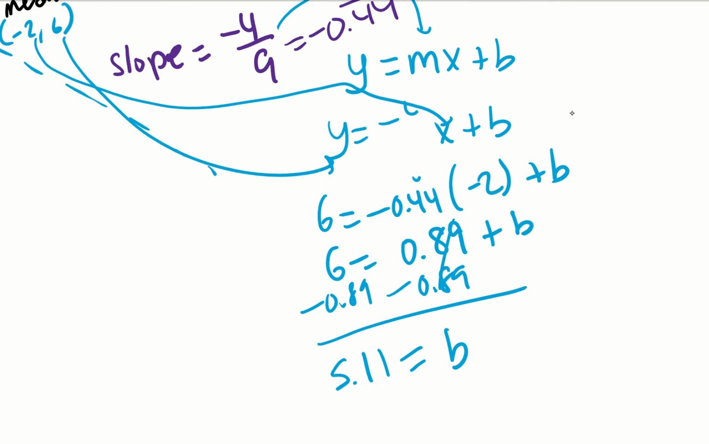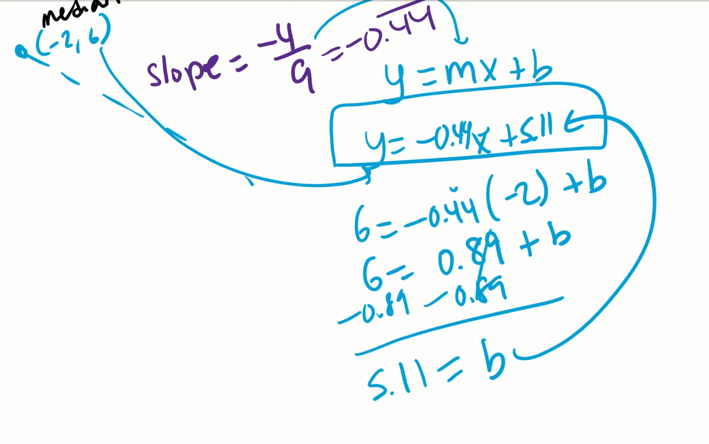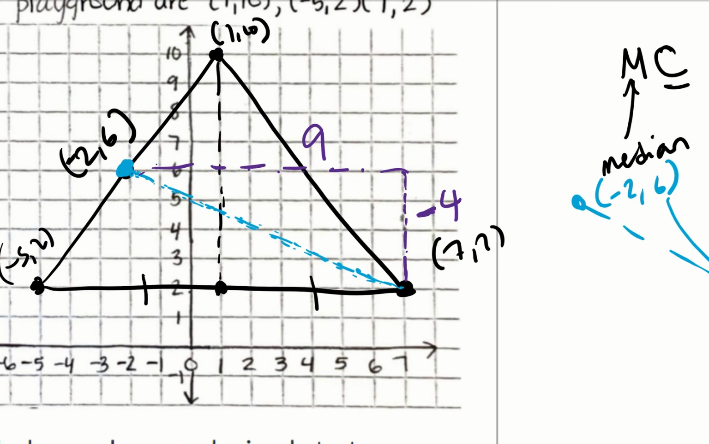Let's go ahead and replace this with the fraction that we said we were going to replace it with, 0.44. And then we'll replace this b with 5.11. All right, so now we got our equation. I'm going to list that equation over here.